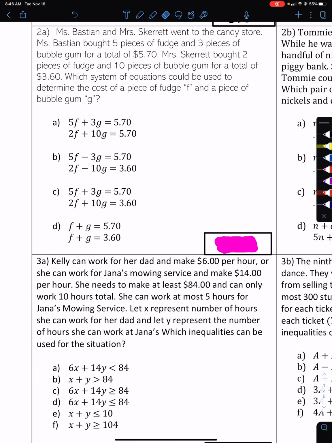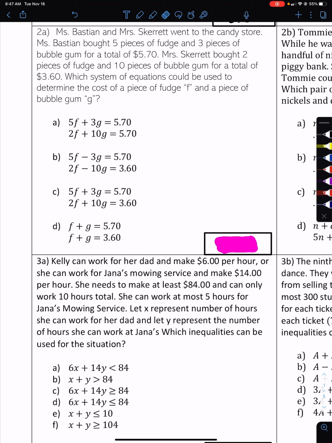Okay, so for 2A, Miss Bastian and Miss Garrett, so Miss Bastian and myself went to the candy store. Miss Bastian bought 5 pieces of fudge and 3 pieces of bubblegum for a total of $5.70. I bought 2 pieces of fudge and 10 pieces of bubblegum for a total of $3.60. Which systems of equations could be used to determine the cost of a piece of fudge and a piece of bubblegum? So we've got to make sure that we're creating the right equations.